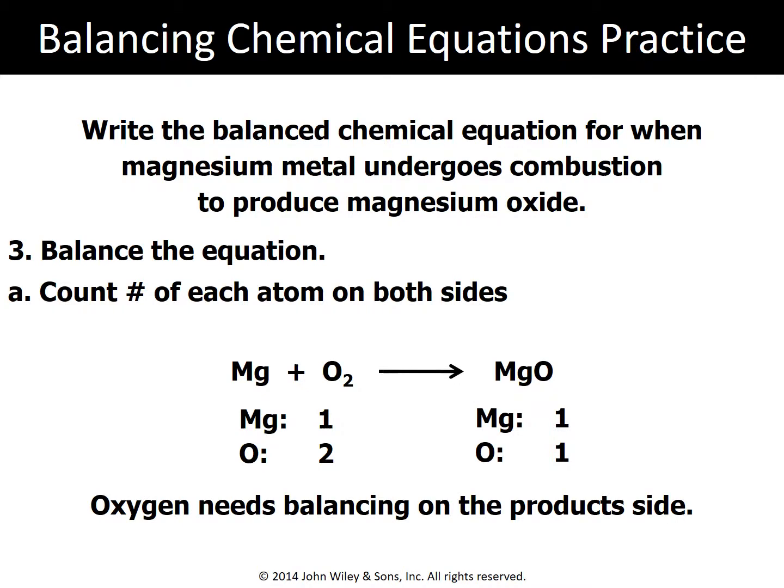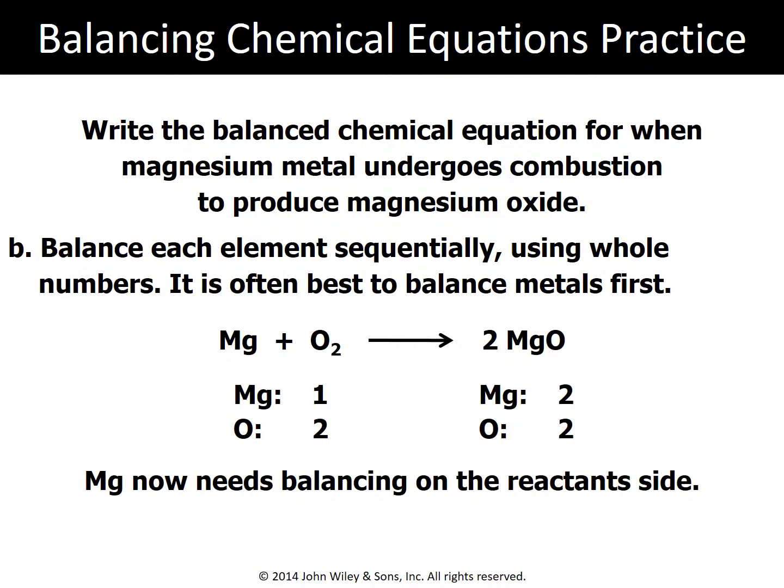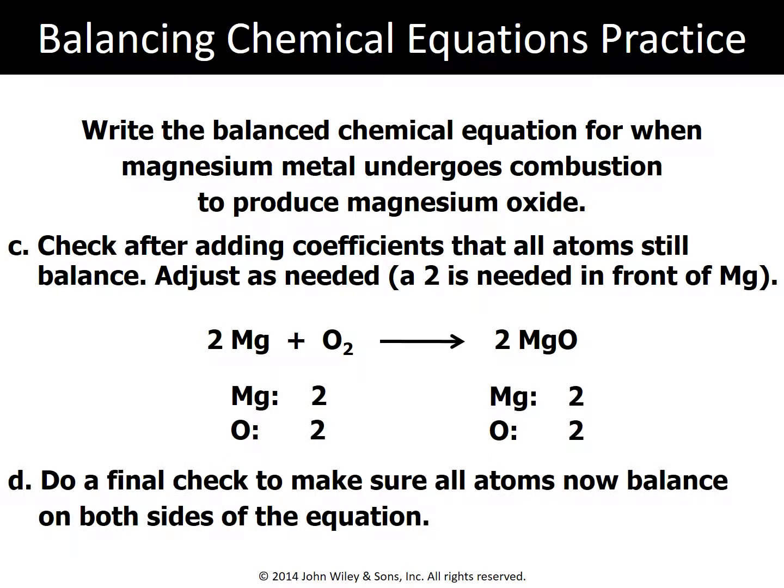Here we can actually balance our oxygen first, so we're going to add our 2 to our products. Again, it's often best to balance our metals first. We see that we have 2 magnesiums and 2 oxygens on the right, and now we just need to make sure we have magnesium balanced on our reactant side. We add a 2 as a coefficient. We now have 2 of each on both sides.